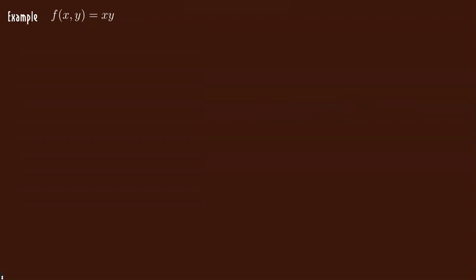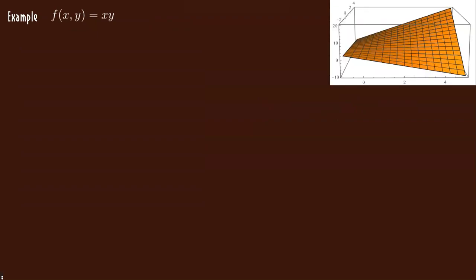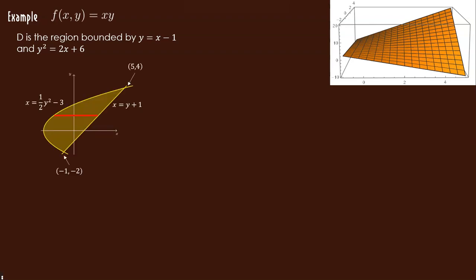Okay, now let's look at f of x, y equals xy. Here's a sketch of it, or a graphic of it rather. The region I care about is bounded by y equals x minus 1 and y squared equals 2x plus 6. Both of these equations look like they're much easier to solve for x than y, so I'm going to do this sideways version, the other version. Quick drawing of the region, we'll get this. It looks like my y goes from negative 2 to 4, and my x is going to go from 1/2 y squared minus 3 to y plus 1.